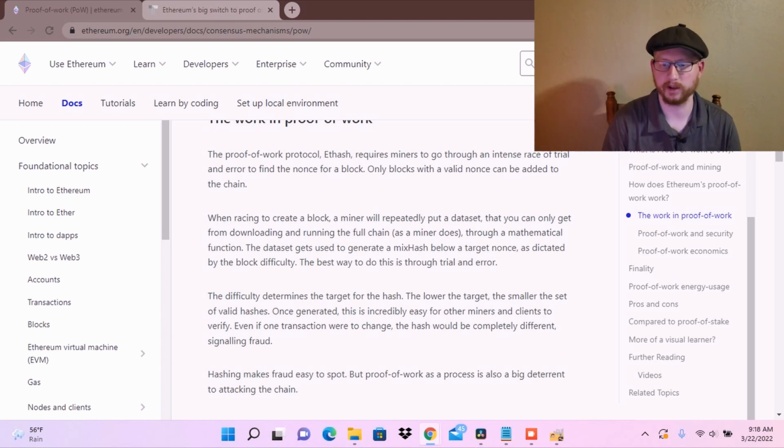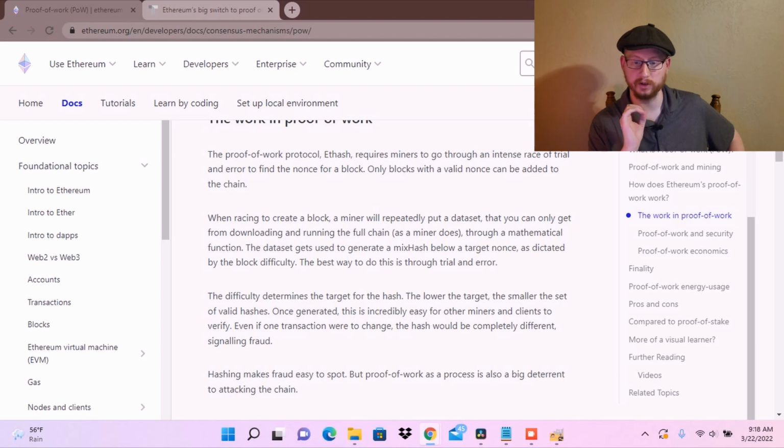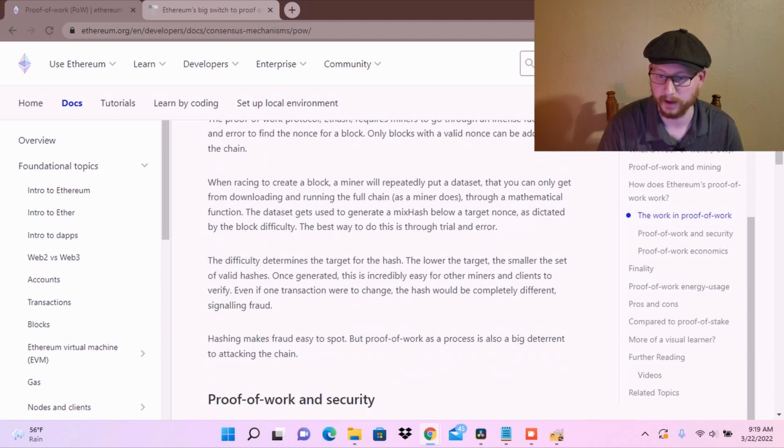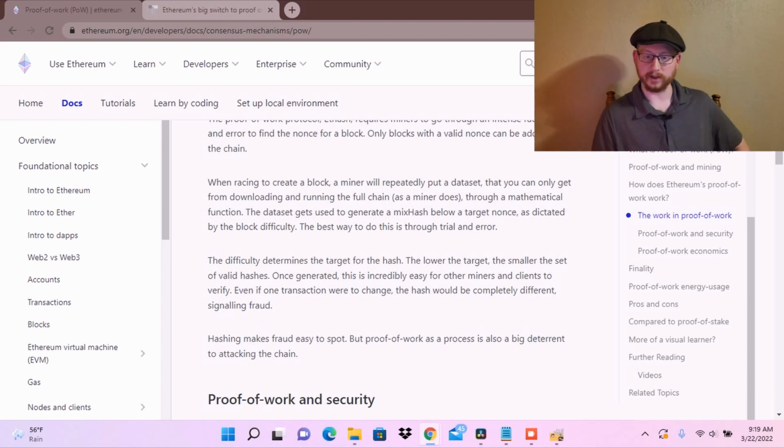The proof of work protocol, Ethash, requires miners to go through an intense race of trial and error to find the nonce for a block. Only blocks with a valid nonce can be added to the chain. When racing to create a block, a miner will repeatedly put in a data set that you can only get from downloading and running the full chain.